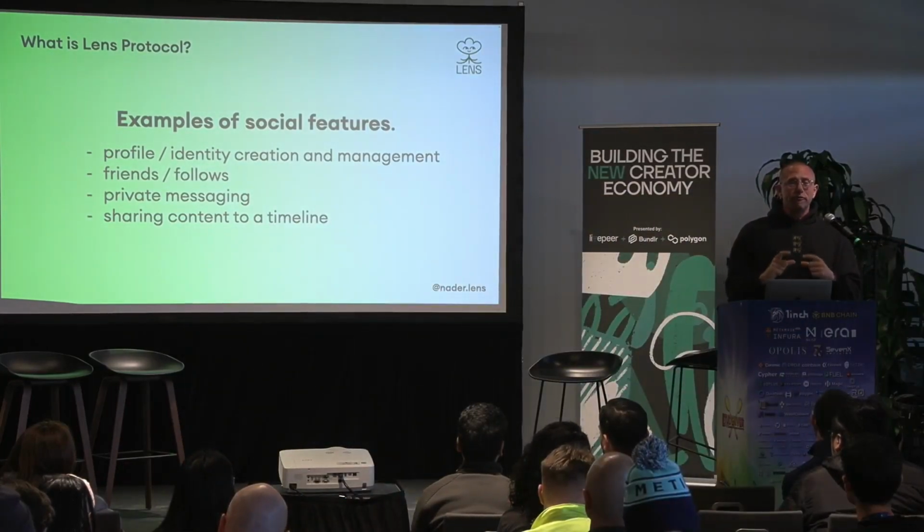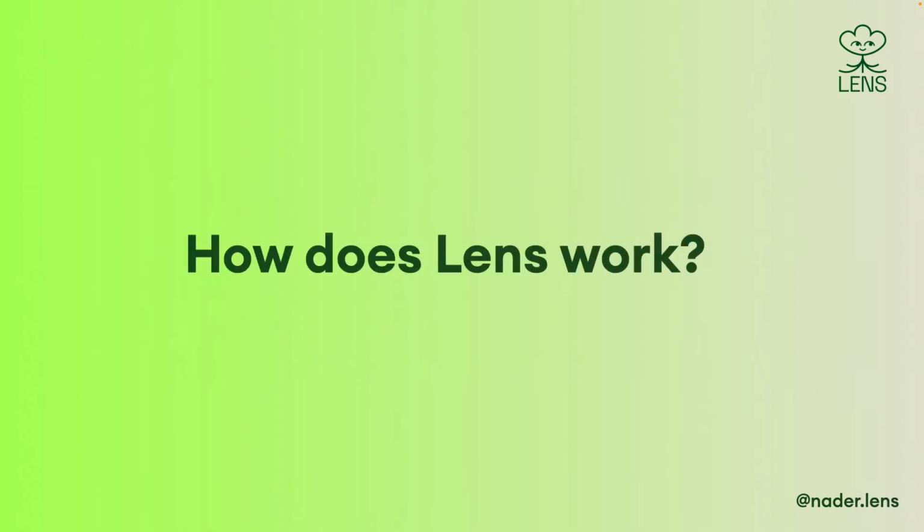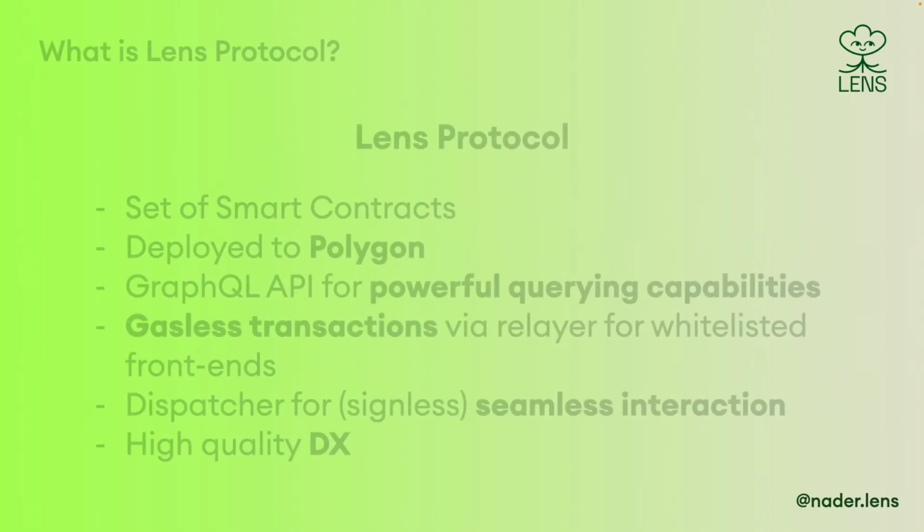These social features can also be standalone outside of a social application, or they can be built as part of a social application. An example might be when you're on some news site and you see a way to leave comments. So you can think of these mobile and web applications people are building on Lens as either full-on social networks or integrating social features into their existing apps. So with that being said, let's talk about how Lens works.